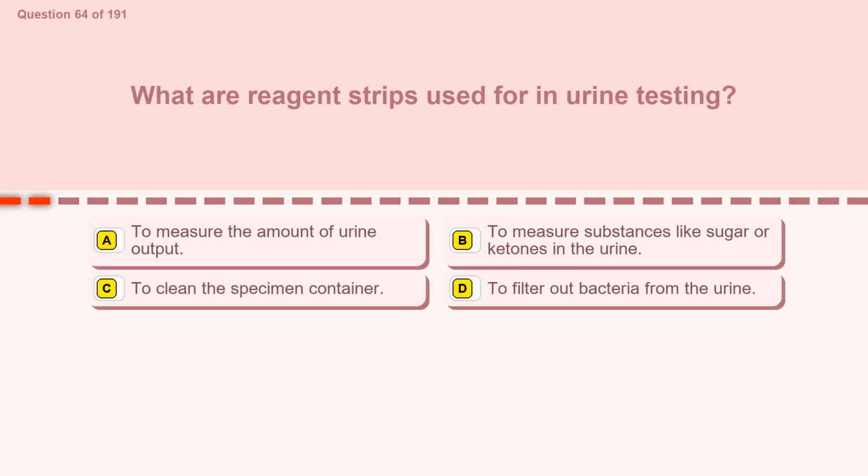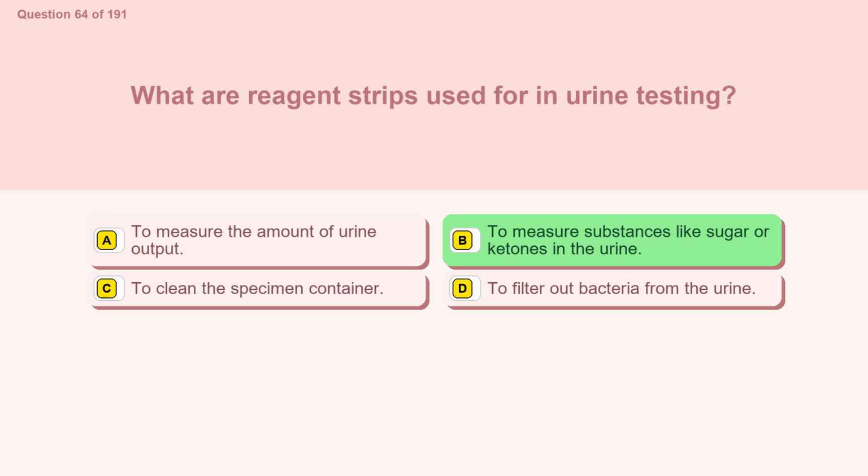Question 64. What are reagent strips used for in urine testing? Option A. To measure the amount of urine output. Option B. To measure substances like sugar or ketones in the urine. Option C. To clean the specimen container. Option D. To filter out bacteria from the urine.